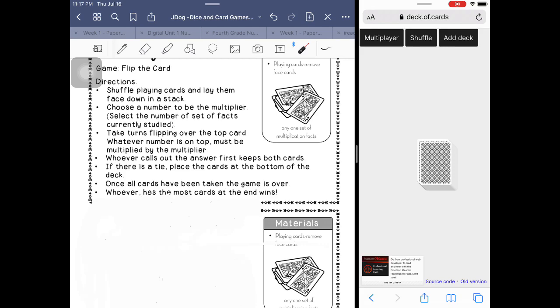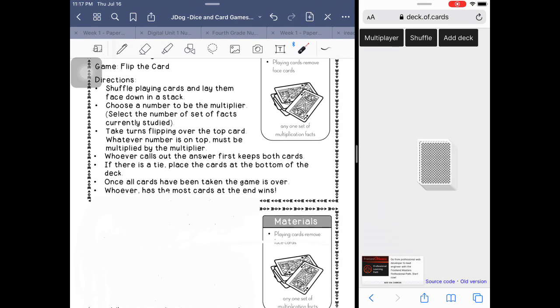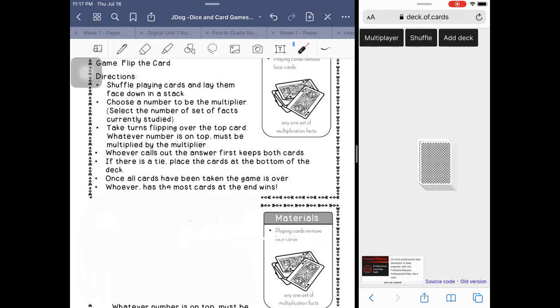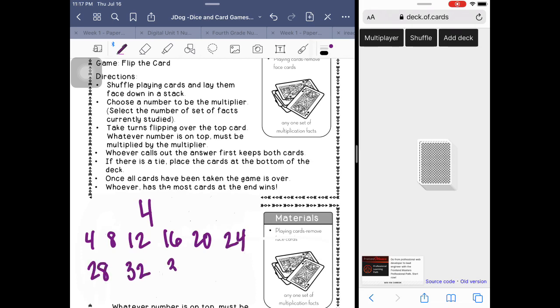So since I don't have someone here to play with me, I am going to just pretend. So let's say we want to learn our, whoops, I got to write it in a real pen. Let's say we want to learn our fours. I am going to write my fours, skip counting. 4, 8, 12, 16, 20, 24, 28, 32, 36, 40, 44. Oh, we're not going to go that far, but that's going to help me when I draw a card.